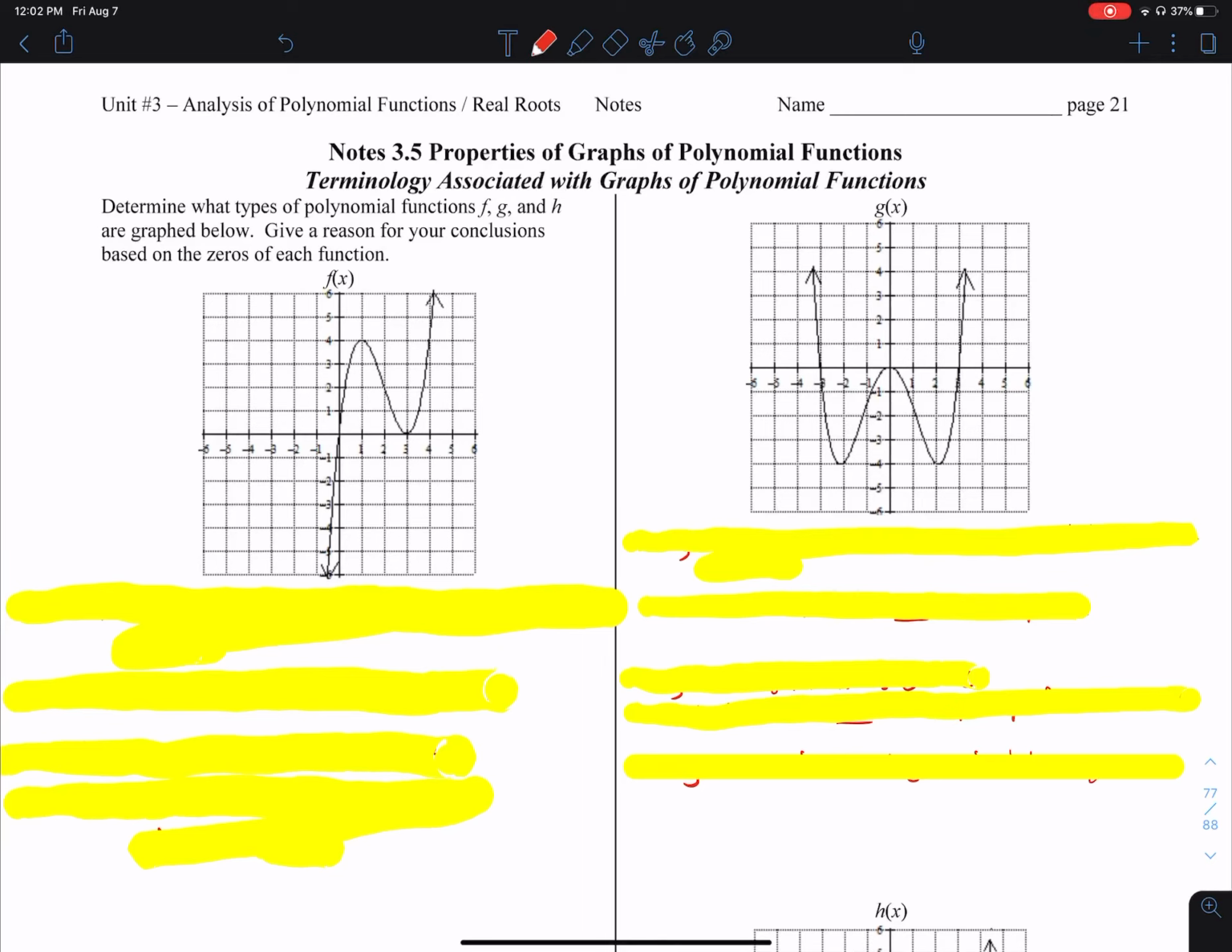PreAP PreCalculus, Notes 3.5, Properties of Graphs of Polynomial Functions. I think you'll find in this section is really nothing that's new. We are just combining stuff that we've learned in previous sections to give us a better understanding of it. Please ignore the horrible yellow highlighter that you see here. That's just to cover up some text that I'm going to be revealing at some point.